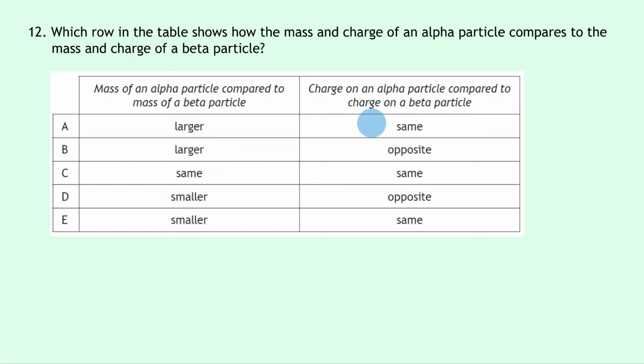And remember, the charge in an alpha particle is positive because it's got 2 protons and 2 neutrons, so the 2 protons give it a positive charge, whereas the charge in a beta particle, which is an electron, is a negative charge. So they're going to have opposite charge. So that means my answer is going to be B.